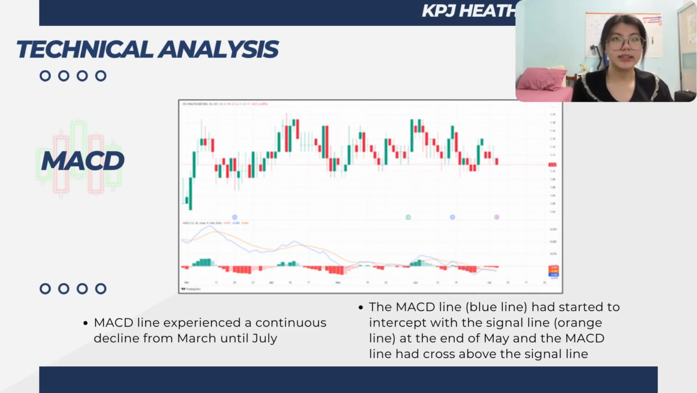for investment. As for the technical analysis, the moving average convergence divergence line experienced a continuous decline from March until June. The MACD line, the blue line, started to intersect with the signal line, the orange line, at the end of May, and the line crossed above the signal line, which indicates a long entry signal, which means the market is moving upward and it is suitable to buy the stock because it will continue to increase in the future.